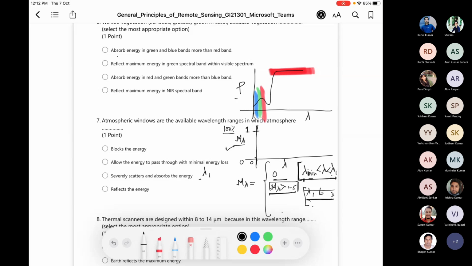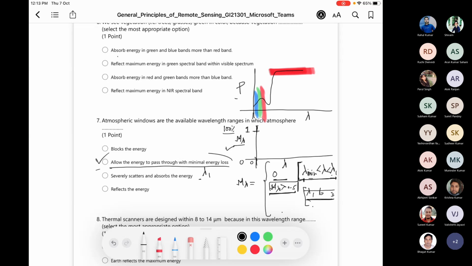Okay, it means within this range, with the least energy absorption or with the least decrease in energy magnitude, the energy is transmitted towards Earth's surface. So the second option is correct.